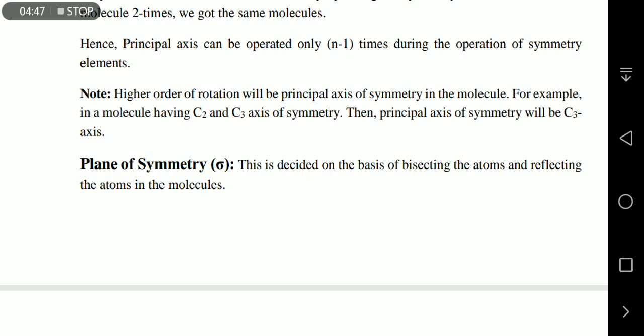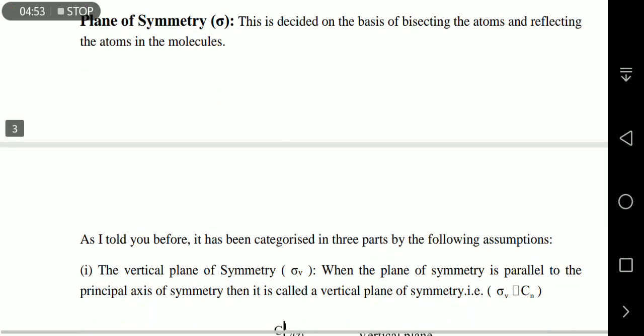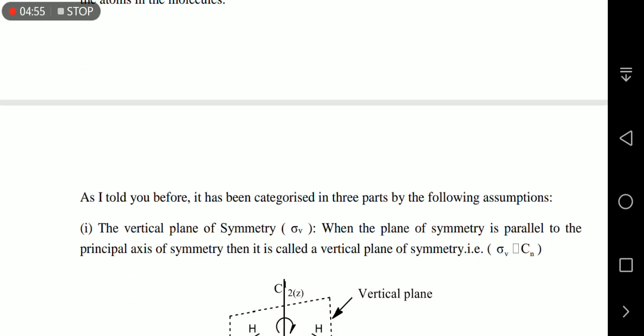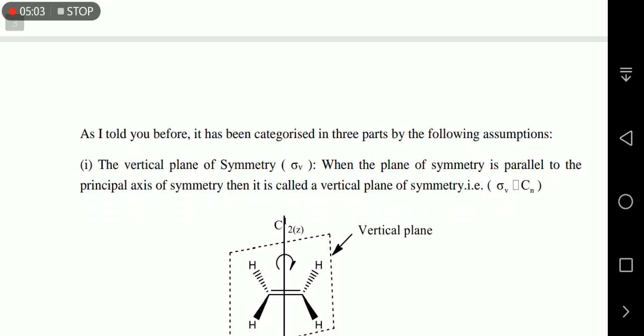Plane of symmetry. This is decided on the basis of bisecting the atoms and reflecting the atoms in the molecule. As I told you before, it has been categorized into three parts by the following assumption.